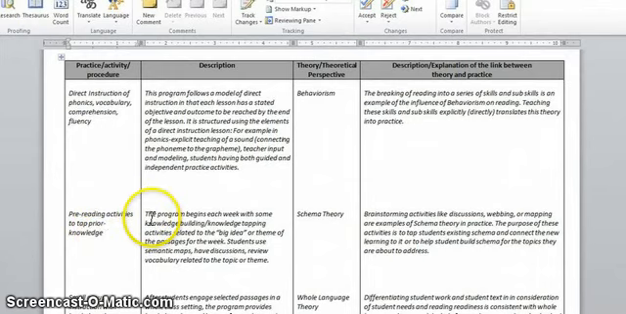So my description of what the program is doing: this program begins each week with some knowledge building activities or knowledge tapping activities related to the big idea or the theme of the passage. Students use semantic maps, have discussions, review vocabulary related to the topic. This is an example of schema theory. And then I can go in and talk about why that's a link. So brainstorming activities like discussions, webbing, mapping are examples of schema theory practice. The purpose of these activities is to tap students' existing schema and connect the new learning to it, or to help students build schema for the topics they're about to address.